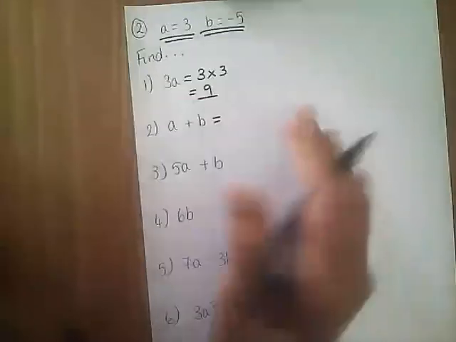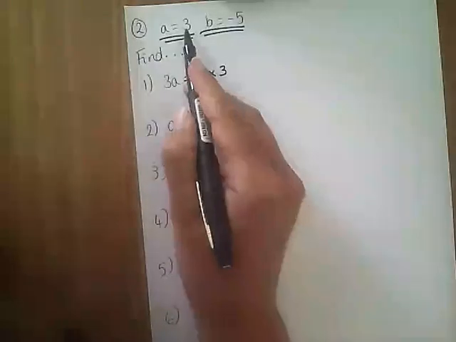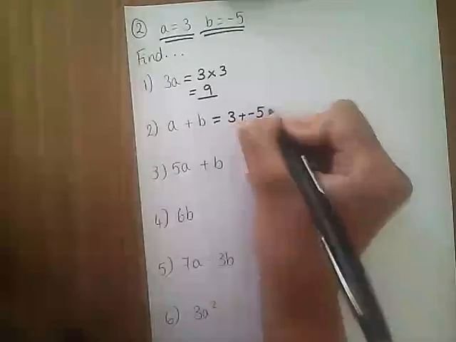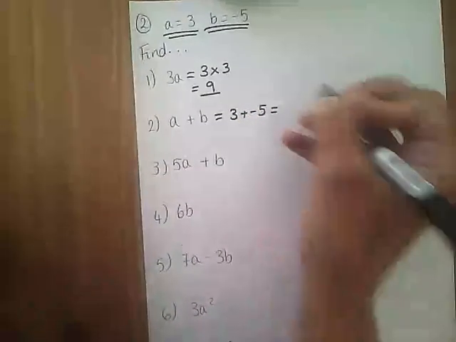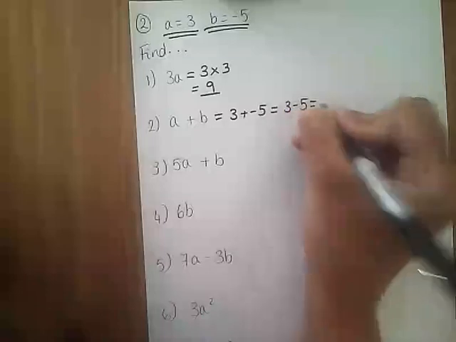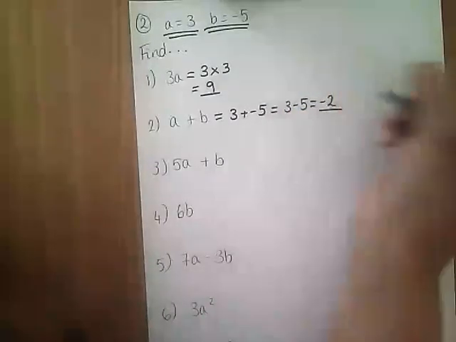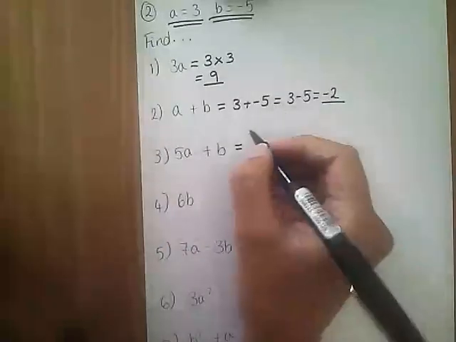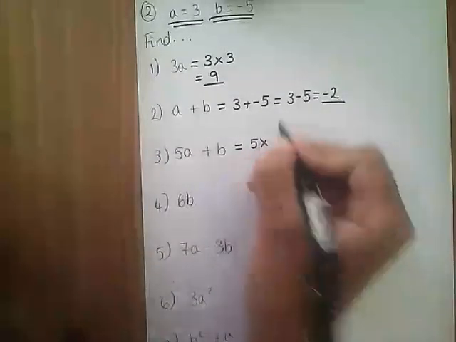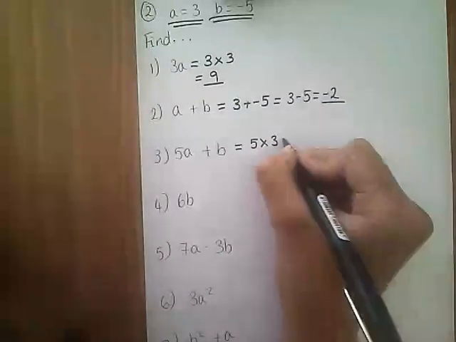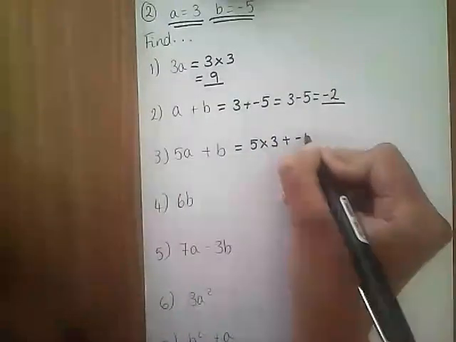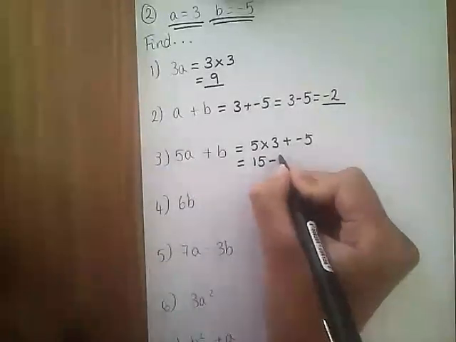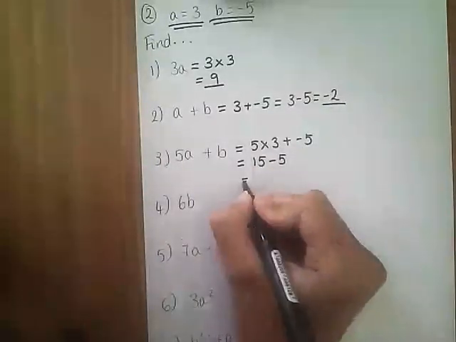Then on this one, we're just going to substitute in the letters. So A is 3, so we've got 3 plus B. B is minus 5. Don't forget, if you plus minus something, you just minus. So that is the same as 3 take away 5, which is minus 2. Question 3. 5A plus B. Well, 5A means 5 times A. A is 3. And then we've got a plus B, which is minus 5. 5 times 3 is 15. If we plus minus, we just minus, so we've got to do 15, take away 5, that makes 10.